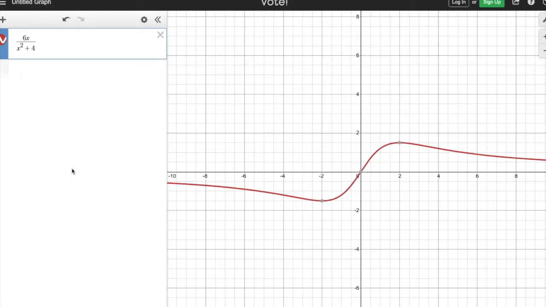Here we see on Desmos a graph of the function that we were just finding the max and min of. That was 6x over x squared plus 4. And here we see the two critical values, the points where the derivative is 0 on the graph. Again, they correspond to a little valley or a little peak. Those are the points where the tangent line is horizontal. But remember, we didn't consider -2 in the end because we were restricting attention just to the interval from 0 to 6. We only care about those values.